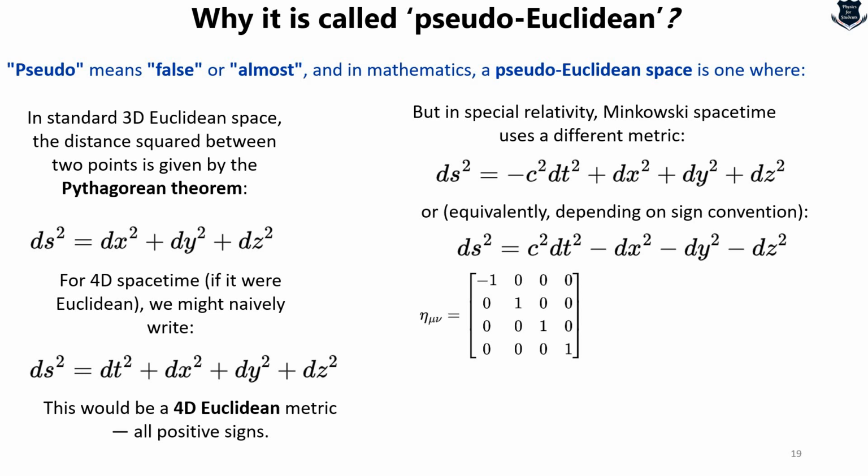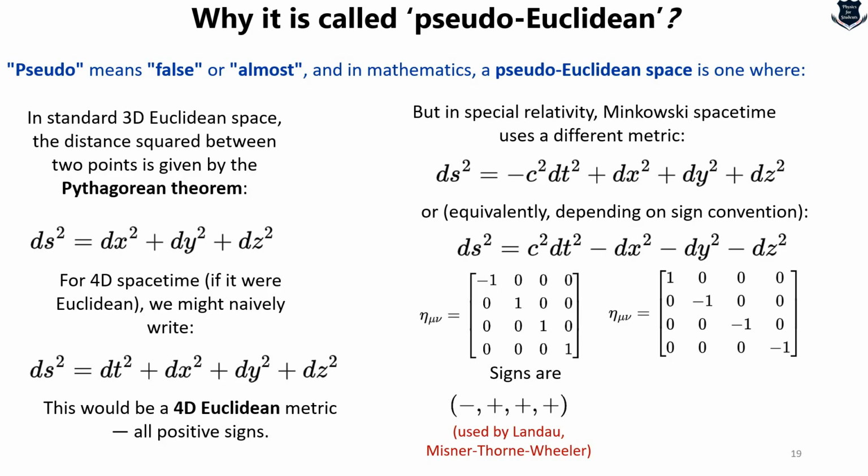And also the metric would look something like this. The signature is minus. You see the minus 1 and plus, plus, plus. And this is used mostly, as far as my knowledge goes, in the books of Landau, Misner, Thorne and Wheeler. And here you get a positive one and then three negatives. This is plus, minus, minus, minus. And this is used by Steven Weinberg and some other quantum field theory books. It's a convention, but this convention also has a very deep meaning. We will come to that.